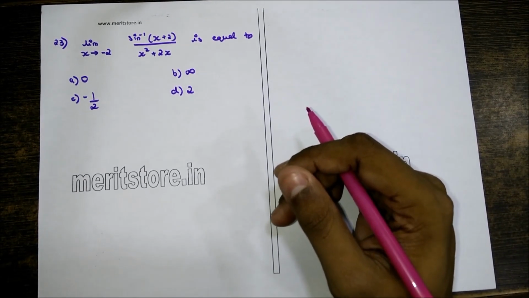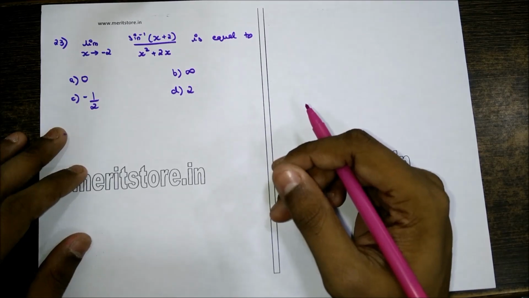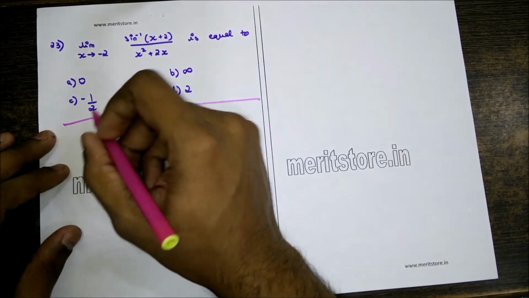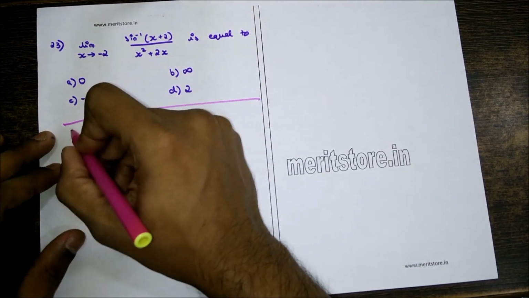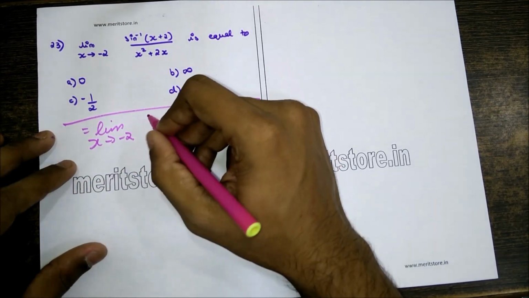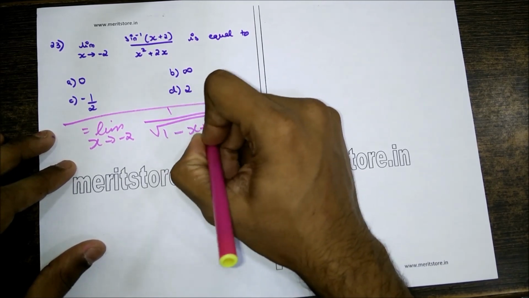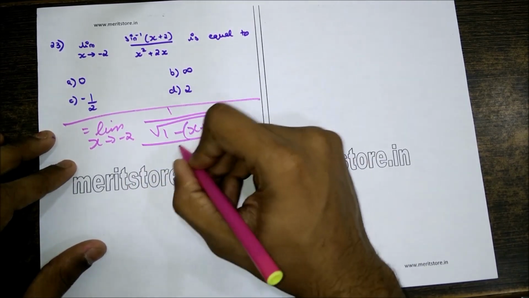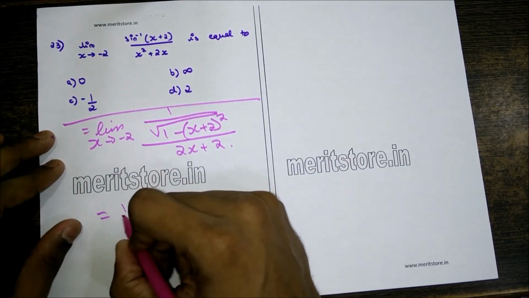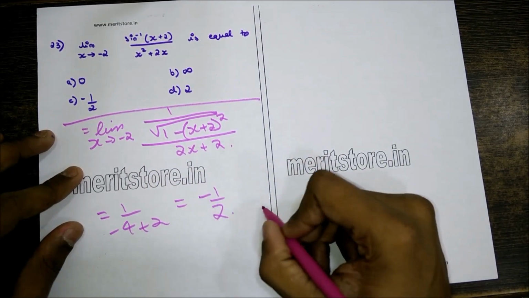Limit of x tends to minus 2 sin inverse of (x plus 2) upon x square plus 2x is equal to a 0, b infinity, c minus 1 by 2, or d 2. So we use L'Hopital's rule, giving us limit of x tends to minus 2, 1 by root of 1 minus (x plus 2) the whole square upon 2x plus 2. Now we can apply the limit of x tends to minus 2, giving us 1 upon minus 4 plus 2, which is equal to minus 1 by 2. Option C.